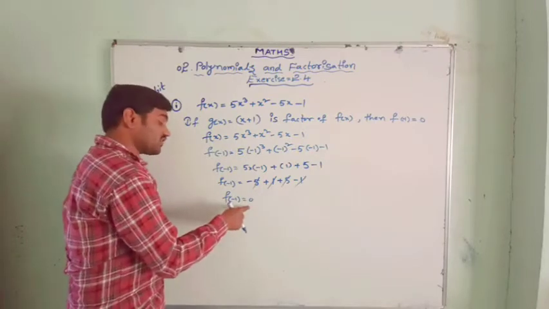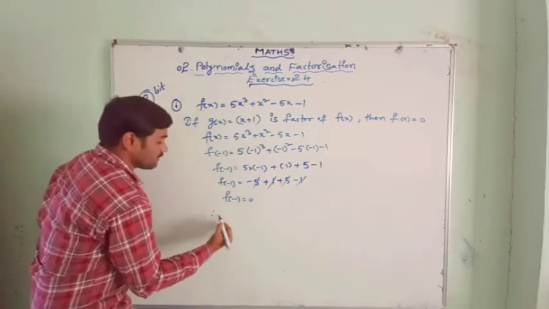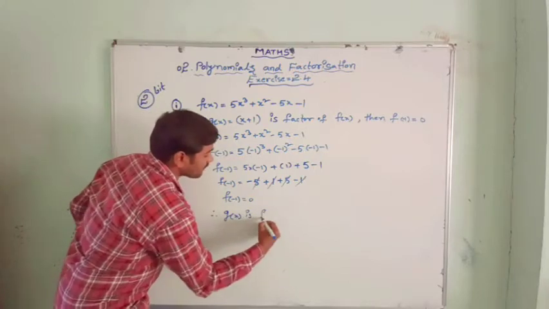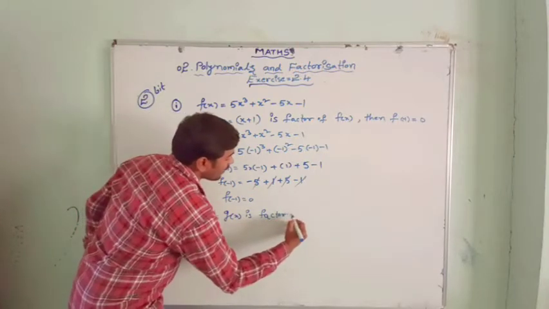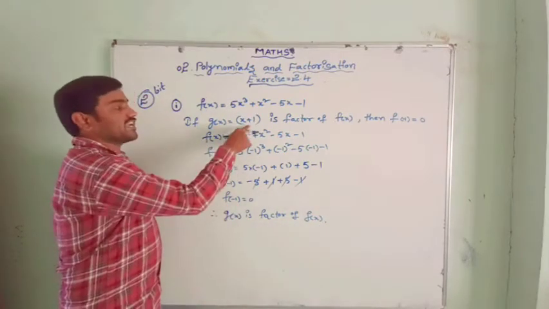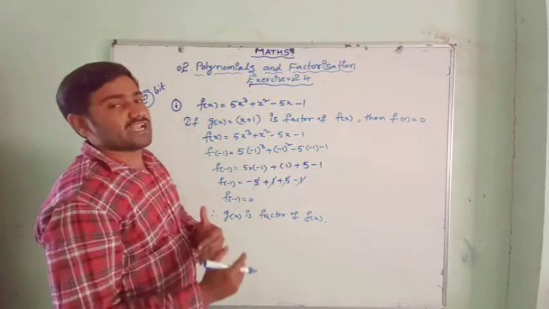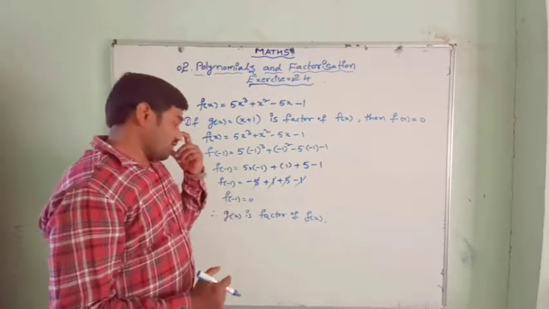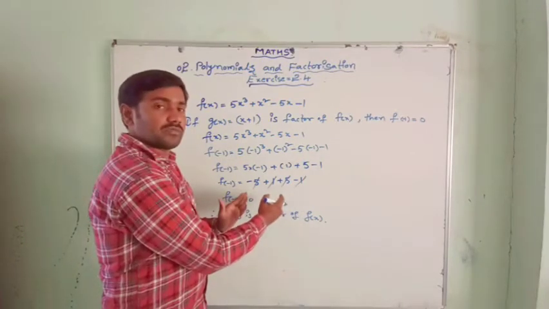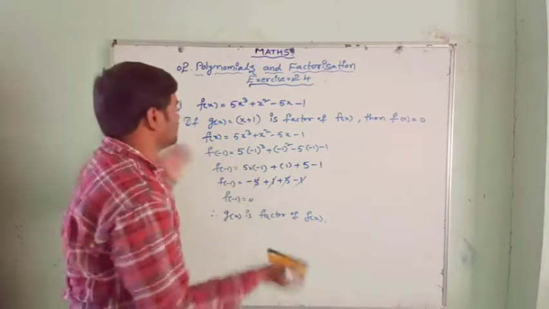Then if f of minus 1 equals 0, then this g of x is a factor of f of x. Simple. What is g of x here? x plus 1. What is f of x? The given polynomial 5x cube plus x square minus 5x plus 1. Here f of minus 1, if the answer you got equals 0, then it is a factor, or else it is not a factor. This is the simple thing we have to do.